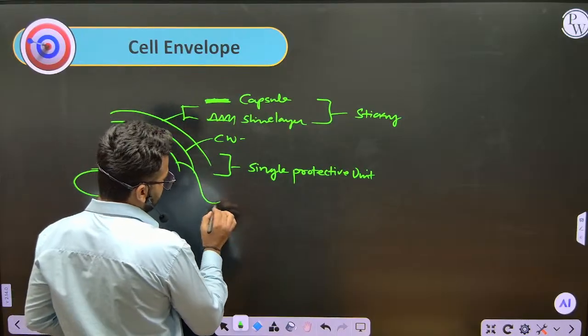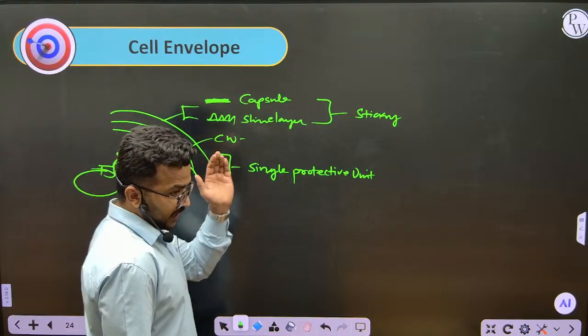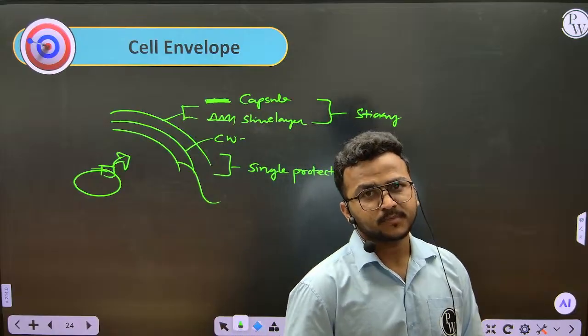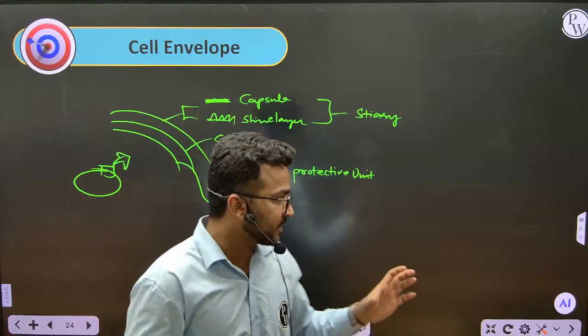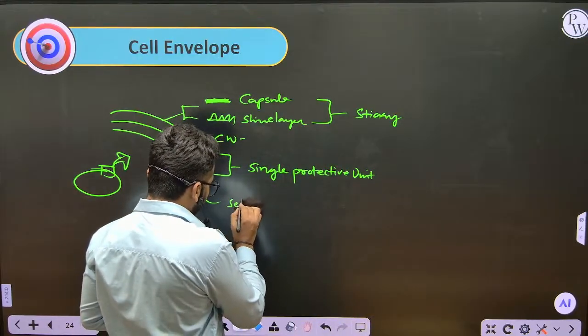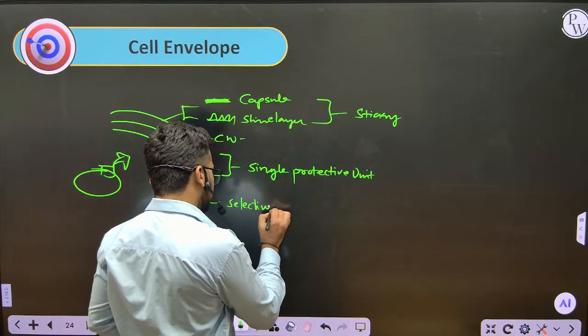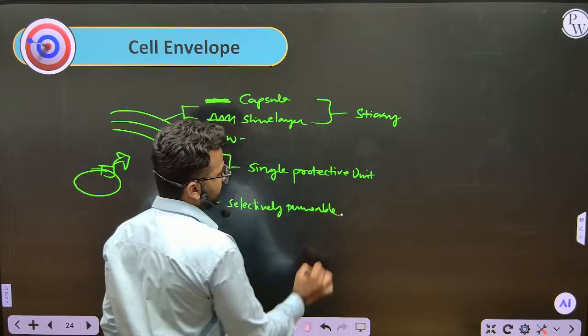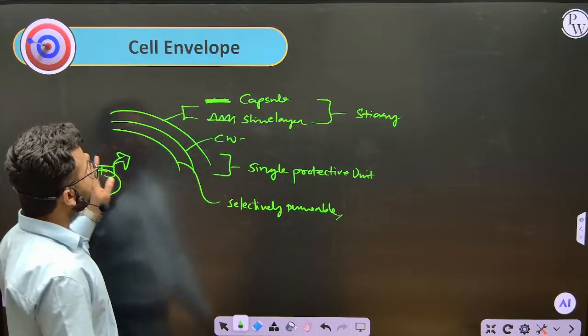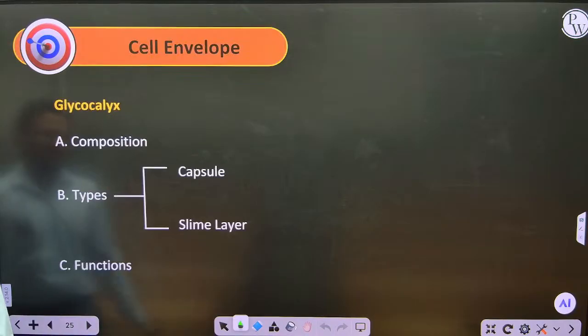And the third one, the innermost one, is the cell membrane, which has a selectively permeable function and connects to the outside world. So that is about the cell envelope. In the last class we discussed this.